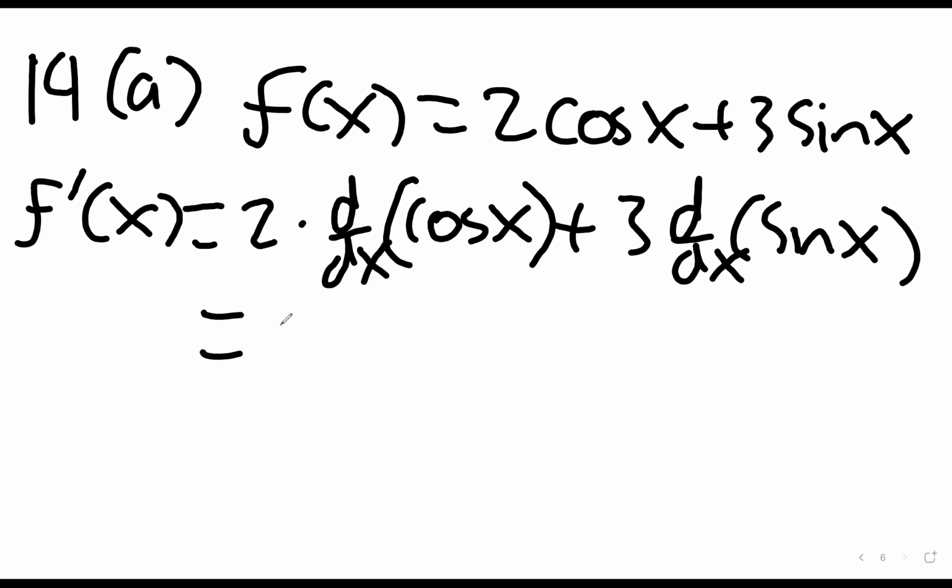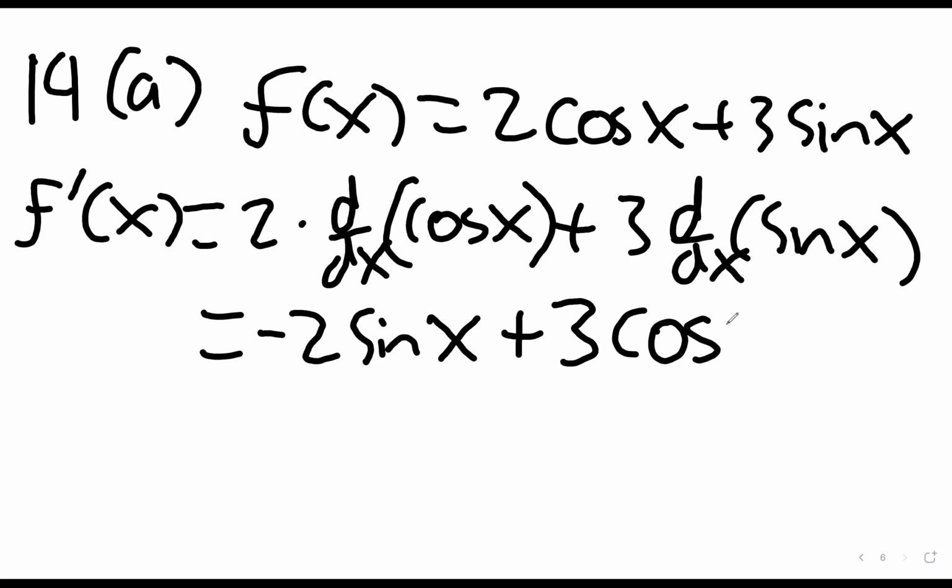Okay, recall that the derivative of cosine of x is minus sine of x. So I have minus 2 sine of x. And the derivative of sine x is cosine x. So I have 3 multiplied by cosine of x. Okay, do not forget the minus sign in front of sine of x, the derivative of cosine x.